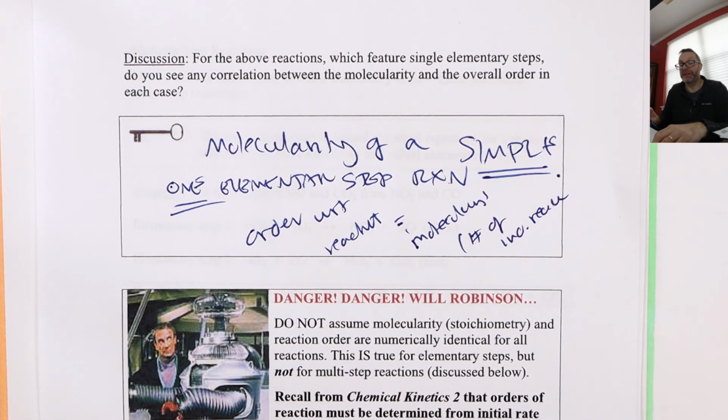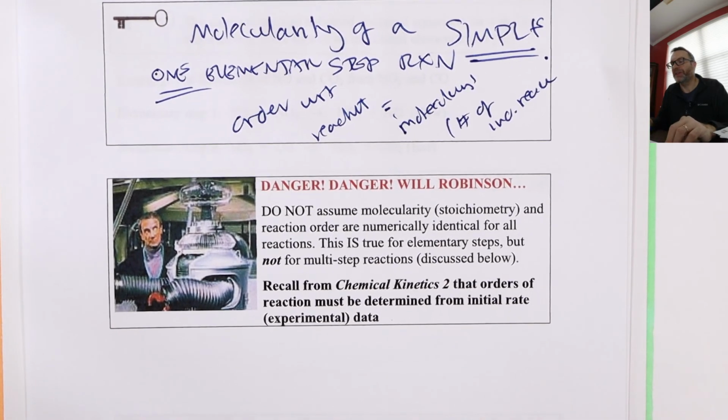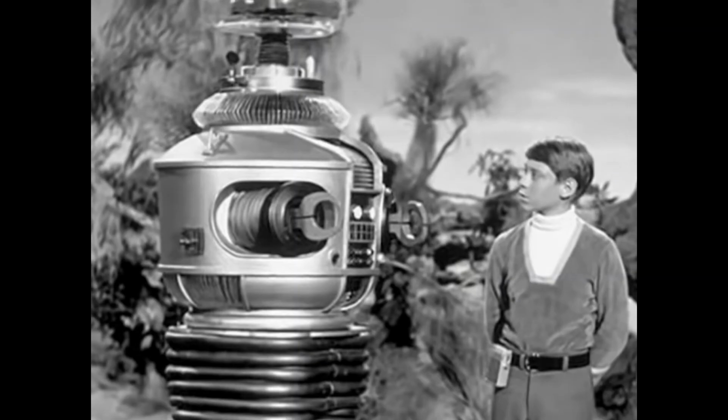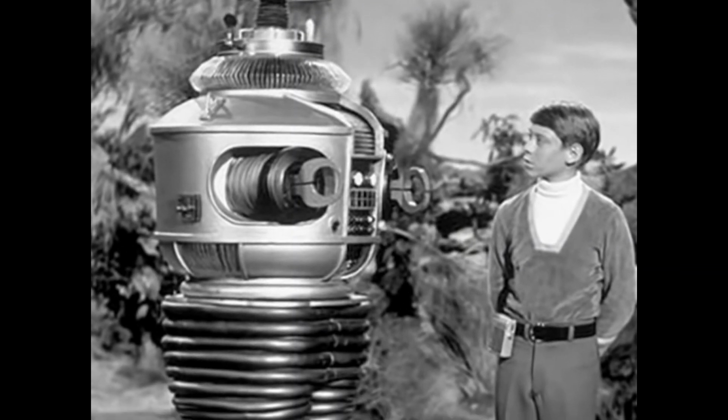Okay, so hopefully that makes sense. The molecularity of a simple reaction, a one-step reaction, an elementary step of one, right? The order is the same as the molecularity. So there's two A's, it's A squared, one B, B to the first. Got it. Okay. But now the danger thing, right? Never assume this to be true. Danger, danger, Will Robinson, one of my favorite things, right? Danger, Will Robinson, danger!